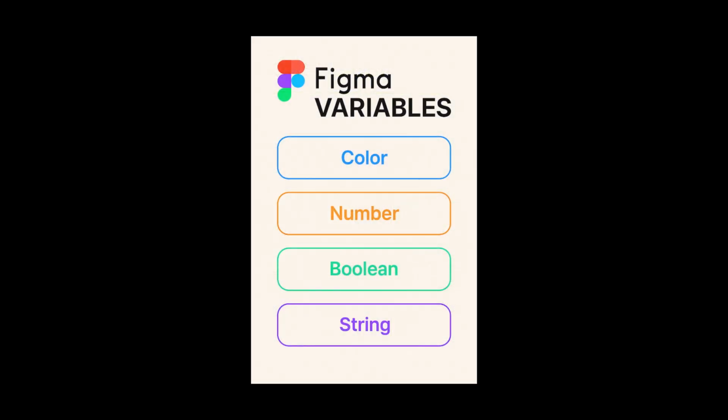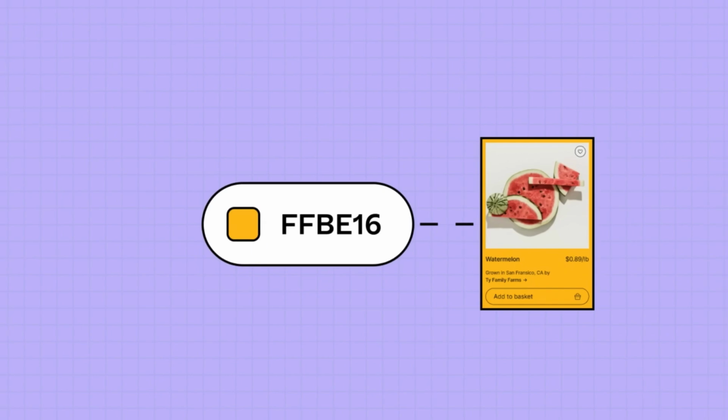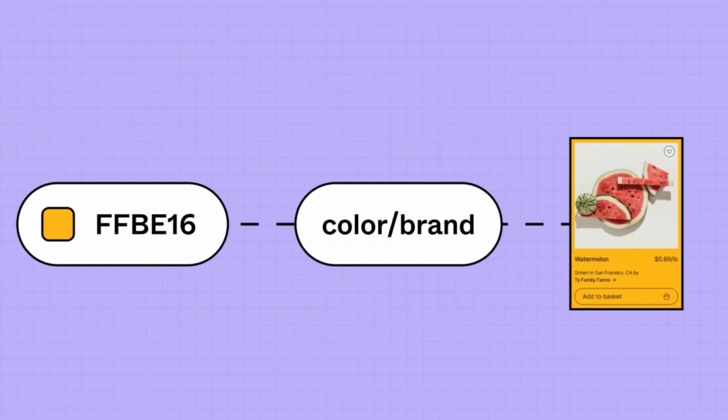There are four types of variables in Figma. First one is color, second string, number, and boolean. We will discuss one by one what is the use of each one. So why do we use variables?